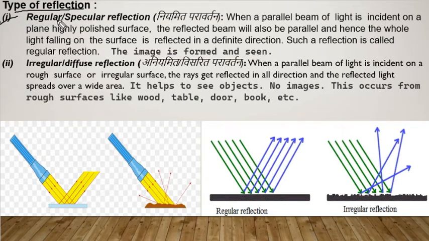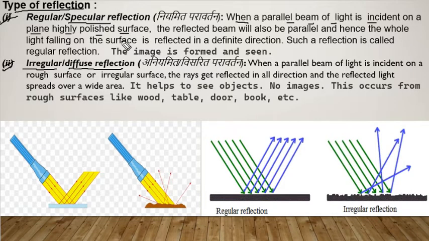Based on the reflecting surface, reflection can be of two types. First is regular reflection, which is also known as specular reflection, and irregular reflection, which is also known as diffuse reflection. Can you tell me the difference between regular reflection and diffuse reflection? Yes. When a parallel beam of light is incident on a plain, highly polished surface, the type of reflection that takes place is known as regular reflection.